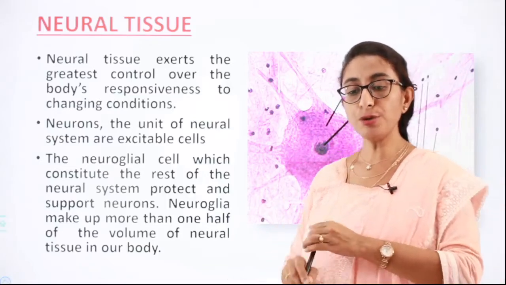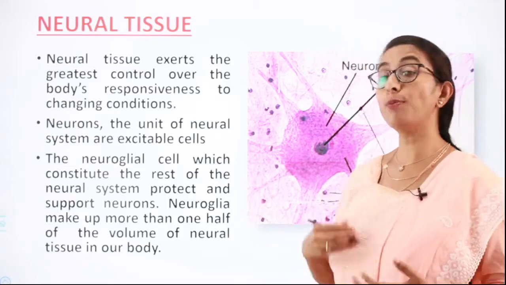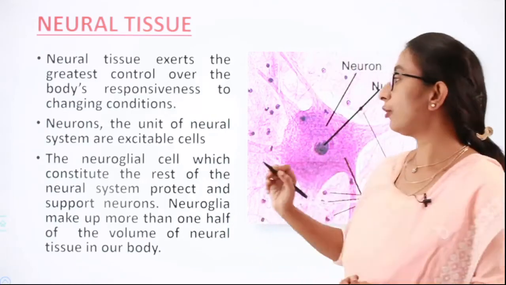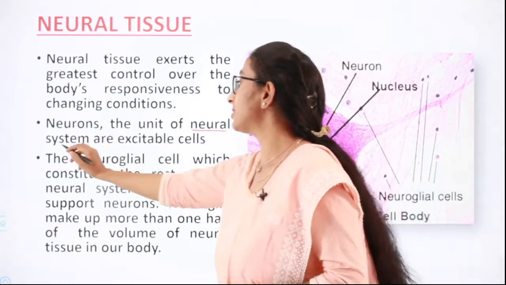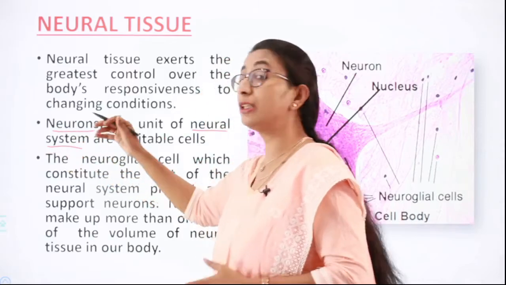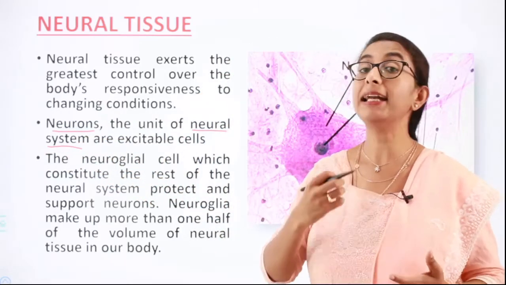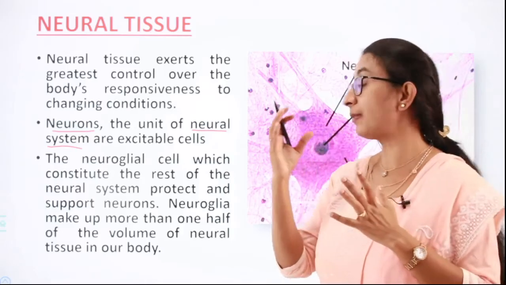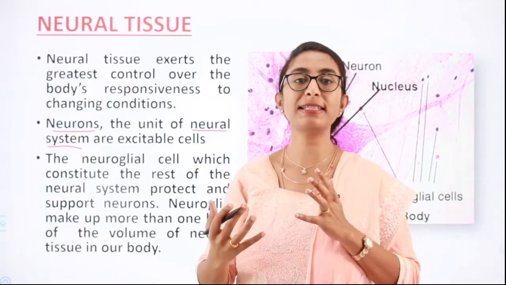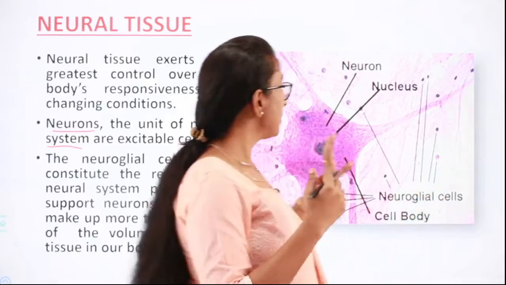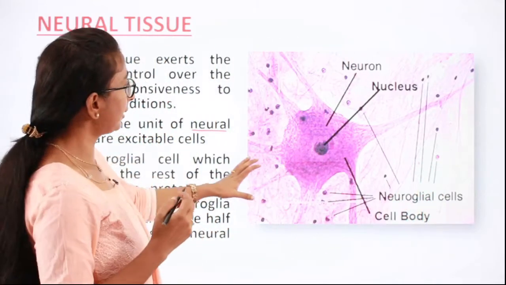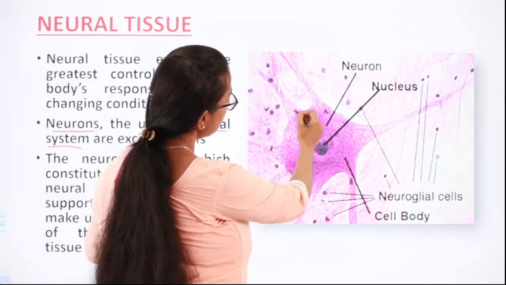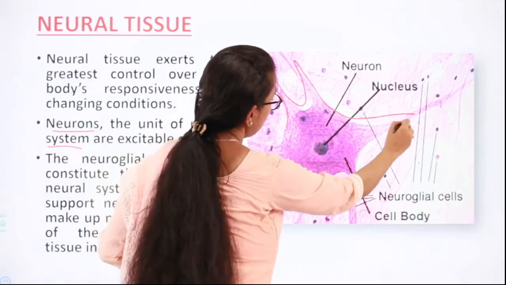So the neural tissue exerts the greatest control over the body's responsiveness to changing conditions. Neurons are the unit of the neural system or the nervous system. So what is the basic unit or the cells of the nervous system? It is the neurons. In the nervous system, we have the basic unit which forms that system, that is called the neuron. This is how a neuron looks like. This cell is the neuron.